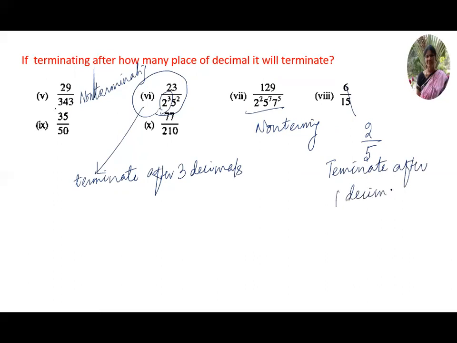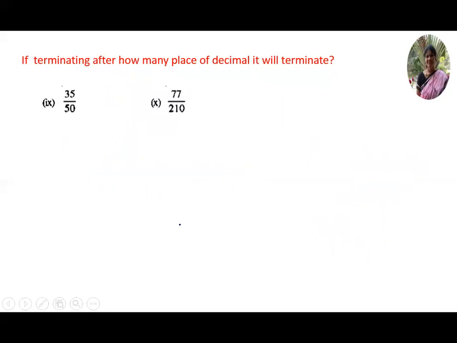Okay, so let us check it. So 2 divided by 5, it will be 0.4. So it terminates after 1 decimal. Next, 35 by 50. So as I told, first you simplify, 7 by 10. So there is 1 ten only, so it will terminate after 1 decimal place.